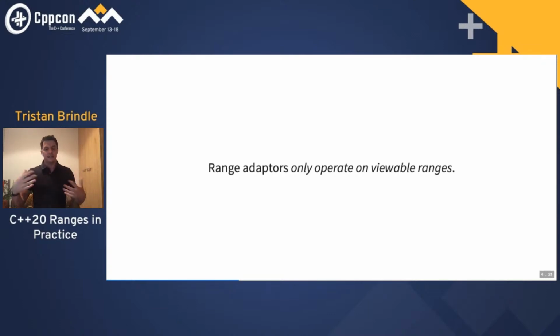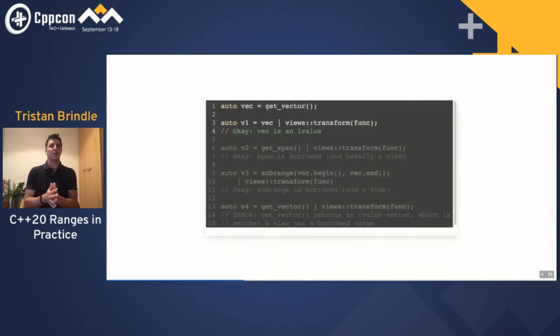So as I said, after I gave the last talk, I got lots of questions from people, and a lot of people got very confused about why they were passing an R value vector, say, into a pipeline, and they were getting cryptic error messages out. Why wasn't this working? Well, it's because range adapters only operate on viewable ranges, views or borrowed ranges. So let me show you what I mean by this.